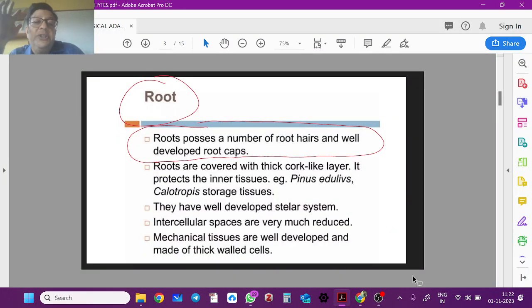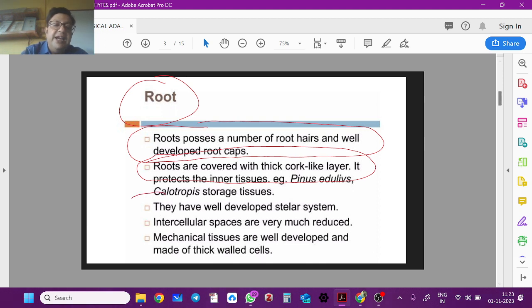Okay, so the roots possess a number of root hairs and well-developed root caps. They need caps because the soil is sandy and harsh. So they need caps. Root cap has to be very strong. It has to penetrate through the soil. And the roots are covered with thick cork-like layers. Cork, like the cork of a bottle. So they are covered with thick cork-like layer. It protects the inner tissues.